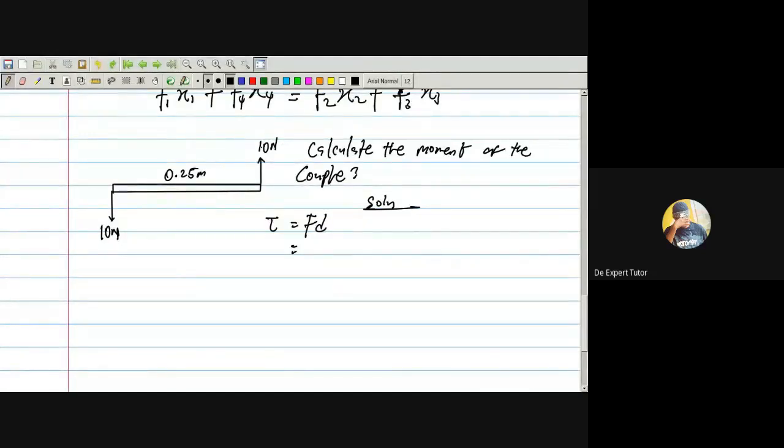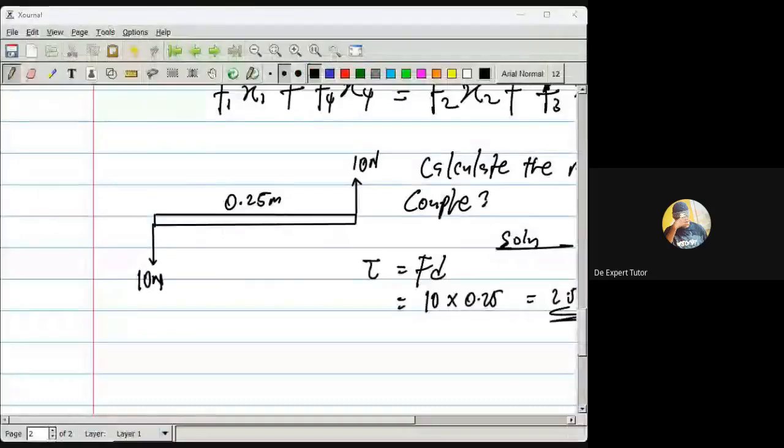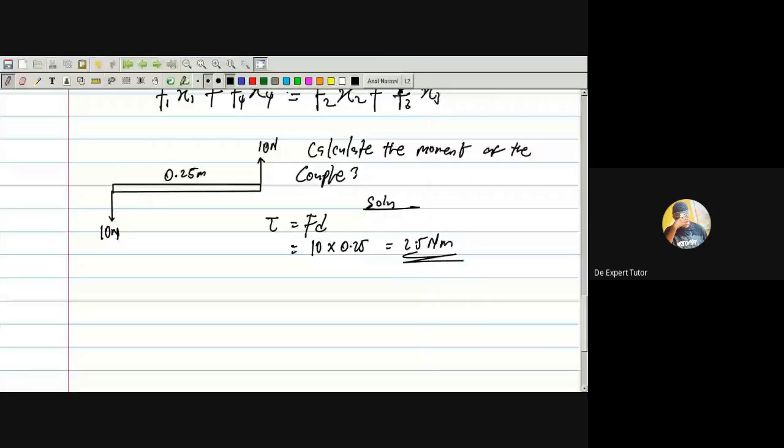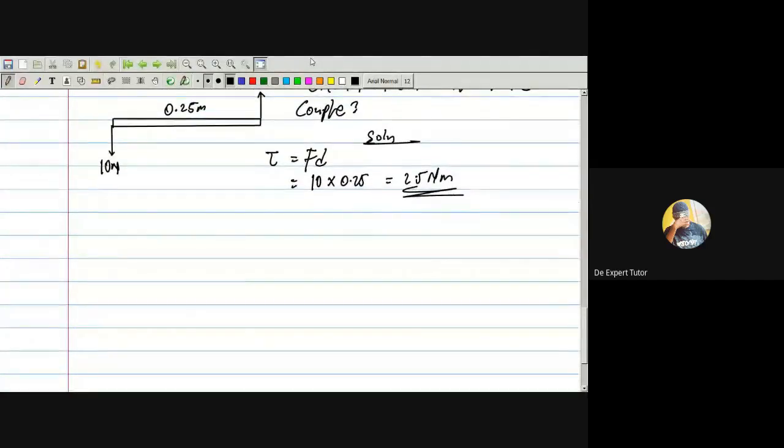We will just pick one of the forces, 10. Then times what distance between them? 0.25 meter. The answer is 2.5 Newton meter. That is the answer. So that is a couple.